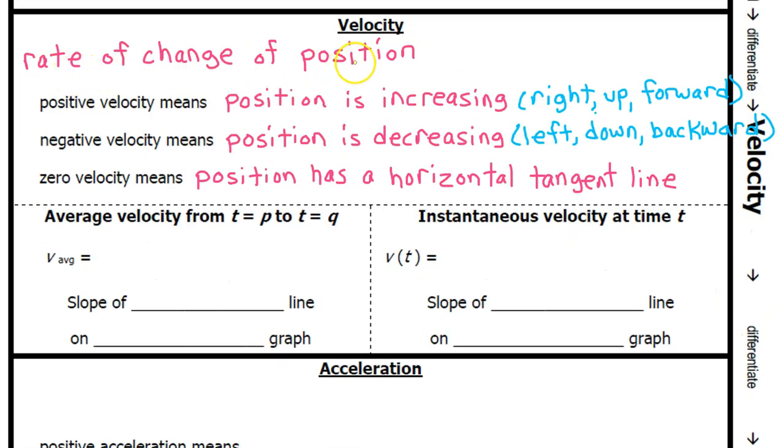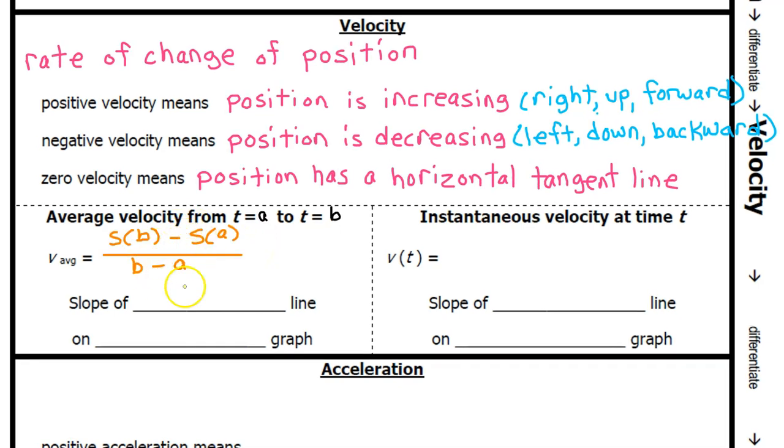Velocity is the rate of change of position, so average velocity is the average rate of change of the position function. Hopefully, you will recognize this formula from AP Pre-Calculus for the average rate of change of s from A to B. S at B minus S at A over B minus A. This is the slope of the secant line from A to B on the position graph.